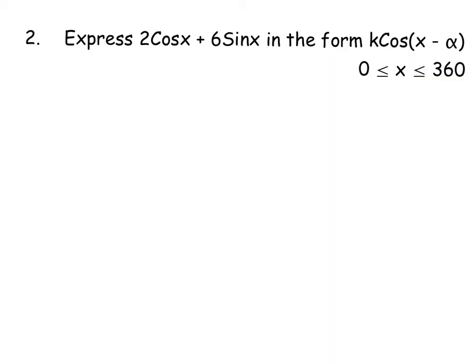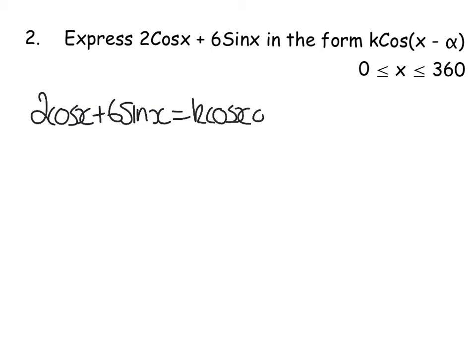Let's do another one. Okay, so this one we have got 2 cos x plus 6 sin x. So I'm going to rewrite that out. It would help if I was using pen. So we have 2 cos x plus 6 sin x equals k cos x cos alpha, it's a really funny looking alpha, plus k sin x sin alpha. Okay, underline a bit.